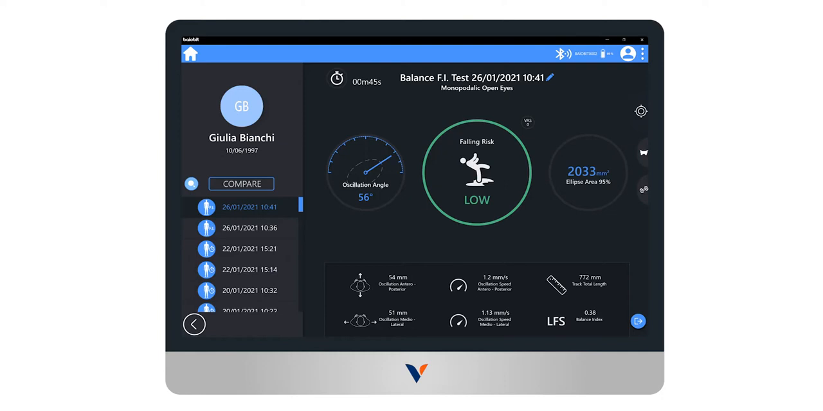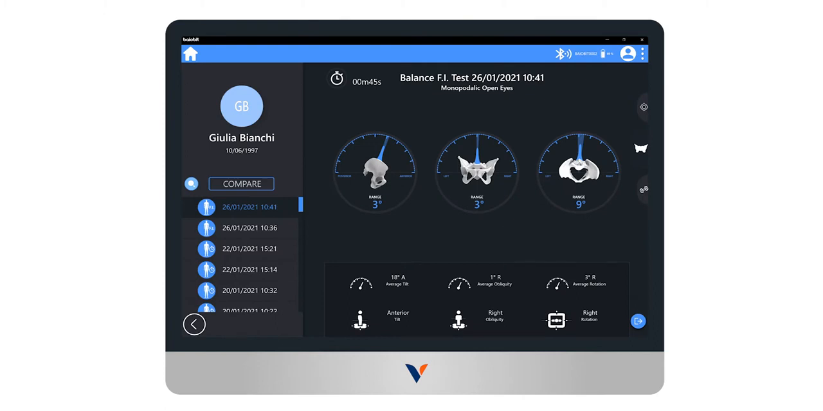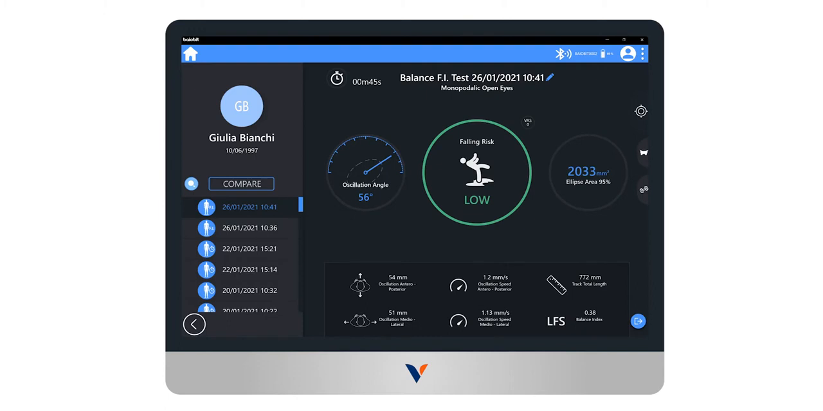support. The clinical report of the balance test is composed of two main sections: a first section where the different balance indices are shown, and a second section where the movements of the pelvis are highlighted. In the first section, the following indices quantify the subject's ability to maintain postural control.